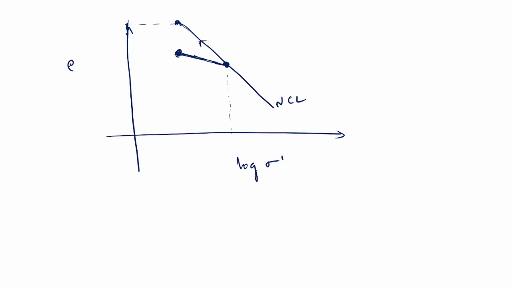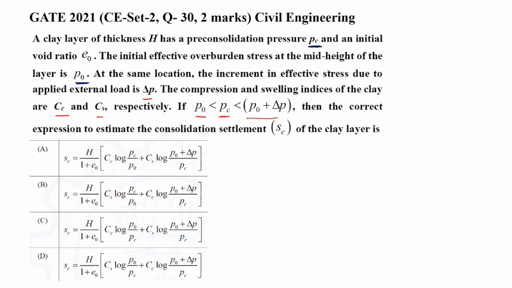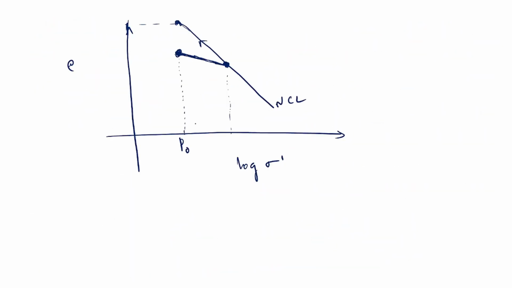Now you are at this point. Let us say this is P naught. Initially it has been subjected to this much, that is PC, the pre-consolidation pressure. But in the present you are at this point. When you load it again, what happens? It will follow this line. This is nothing but swelling as well as recompression.